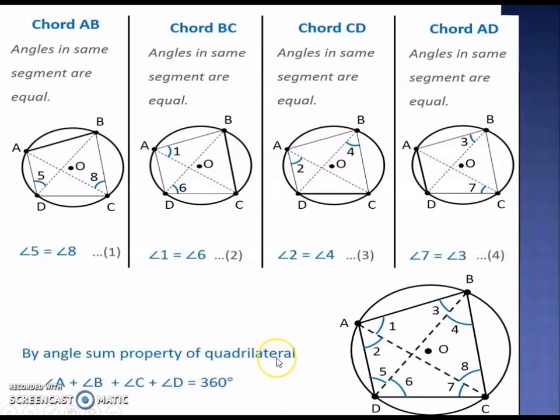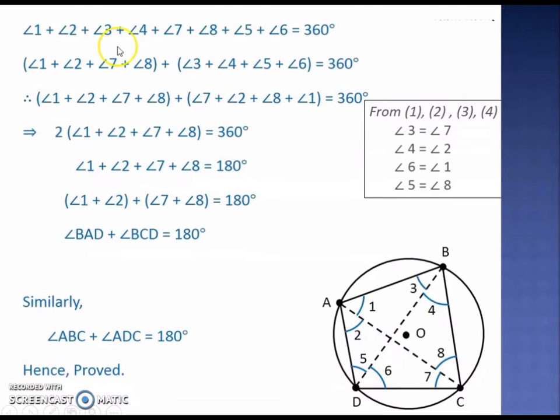Now, as we know the angle sum property of a quadrilateral states that the sum of all the angles of a quadrilateral is 360, so angle A plus B plus C plus D all must be 360. Now this A plus B plus C plus D I have replaced with these numbers, that is angle 1 plus 2 plus 3 plus 4 plus 5 plus 6 plus 7 plus 8. All these are totally equal to 360.